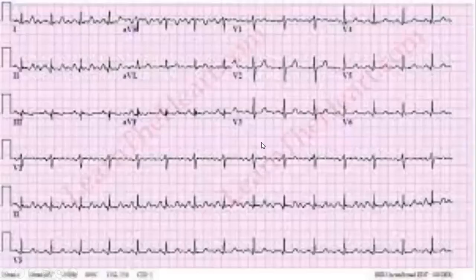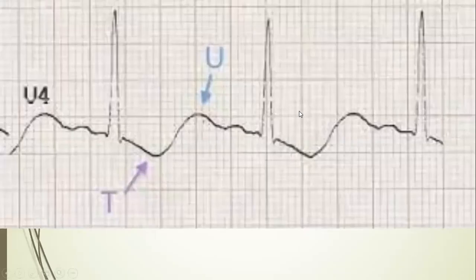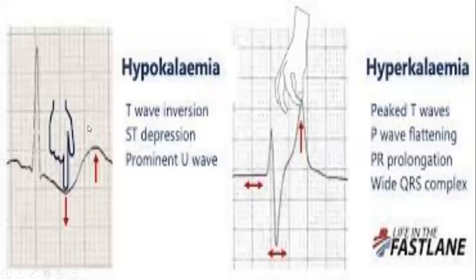So see this ECG. Can you see this wave? This is not a T wave, this is a U wave. This is seen in hypokalemia. A depressed T wave, but a prominent U wave. This is the ECG finding of hypokalemia. So you can compare hypokalemia and hyperkalemia. In hypokalemia, there will be T inversion, ST depression, and a prominent U wave.